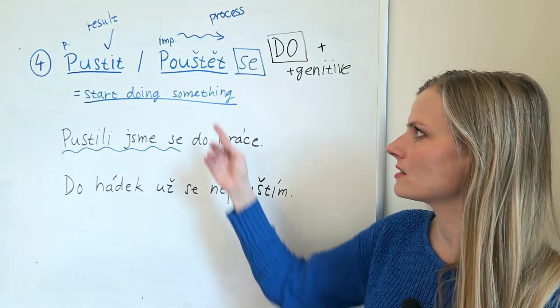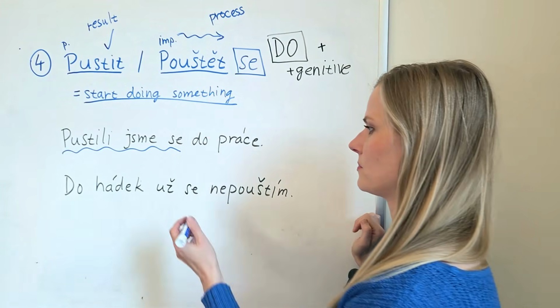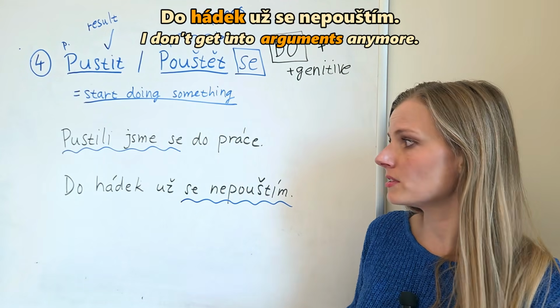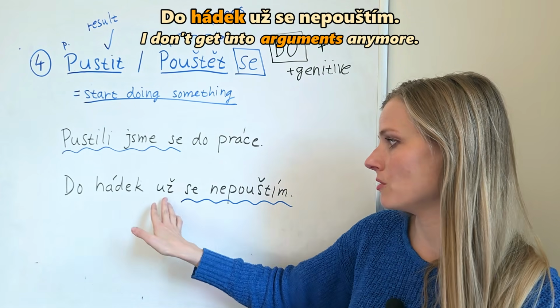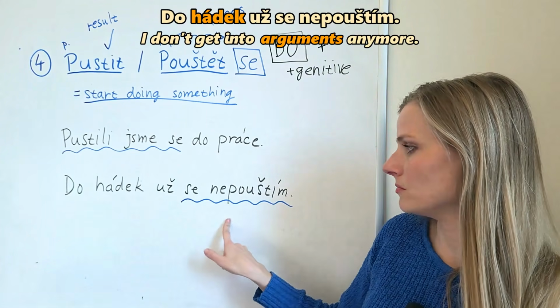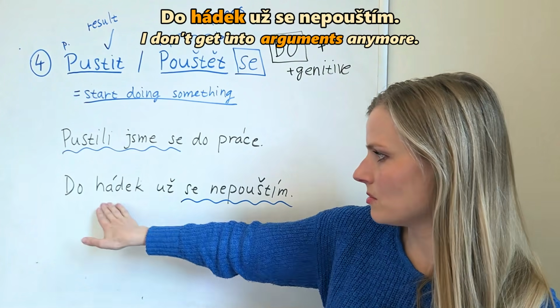I wanted to give you an example with the imperfective verb. Do hádek už se nepouštím. I don't get into arguments anymore. Do hádek, into arguments, už se nepouštím. I don't get into arguments anymore.